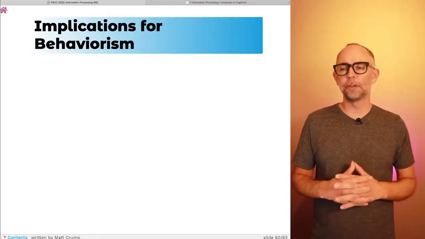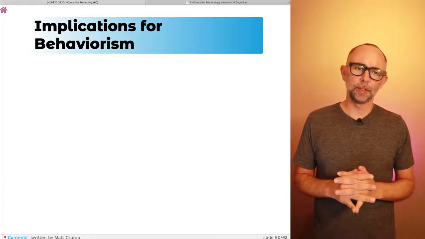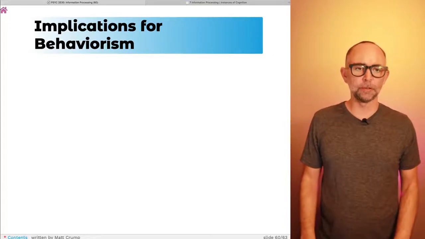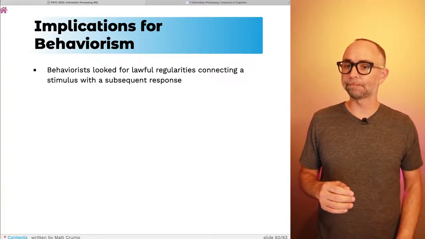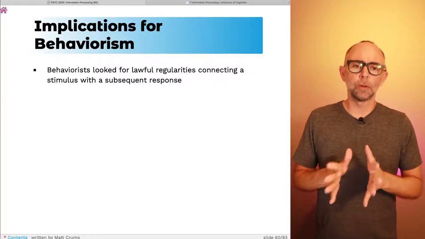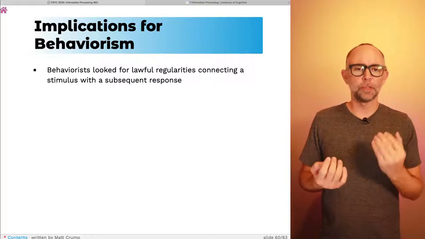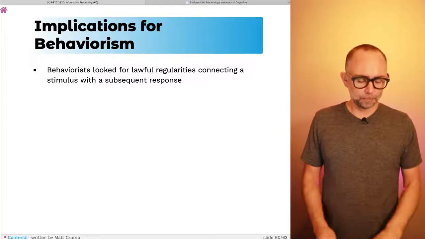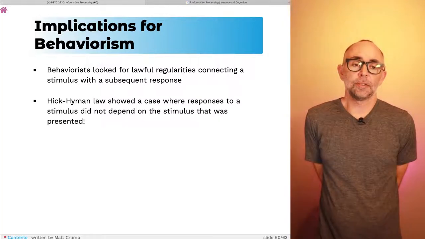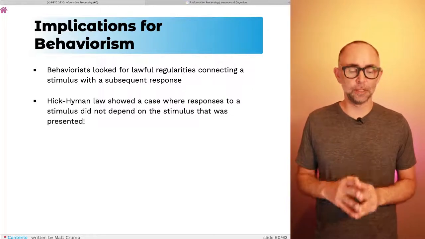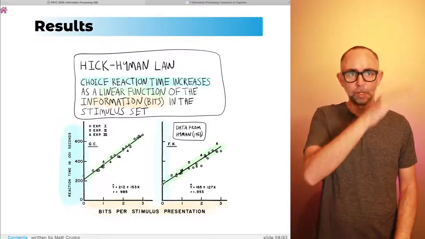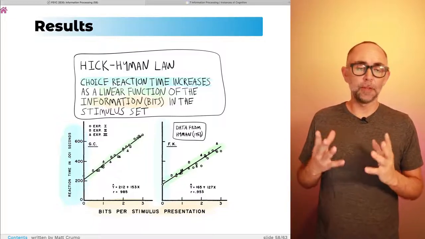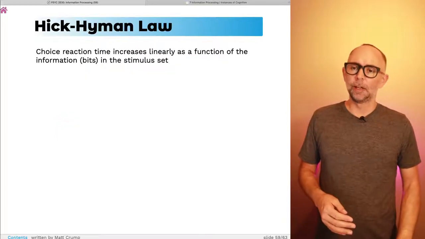We're going to finish up with a few more slides, talk a little bit about the implications of these findings. For example, I think there's some implications for the movement of behaviorism that was starting to slow down right around this time when Hick and Hyman were doing their research. For example, behaviorists were looking for lawful regularities that connected a stimulus with a subsequent response. Skinner was very interested in doing that and trying to come up with laws and principles of behavior. The Hick-Hyman Law is potentially an example of one of those laws that the behaviorists were so interested in discovering. Look how lawful this line looks. People's performance in this task really does seem to be predicted very well by the amount of information in the set of stimuli. So what's the problem?